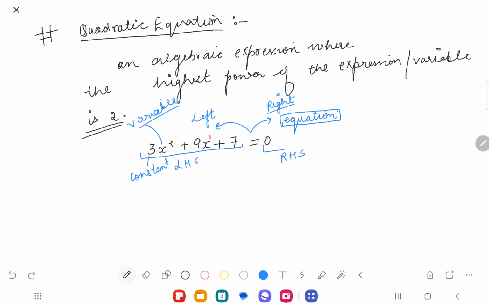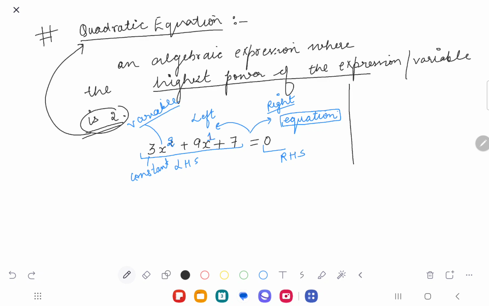Now understand, in the entire equation, you see the variable here and here. The power of the variable here is 1 and here it is 2. In this entire expression, the highest power of x is 2. So an expression where the highest power of the variable is 2 is called a quadratic equation.